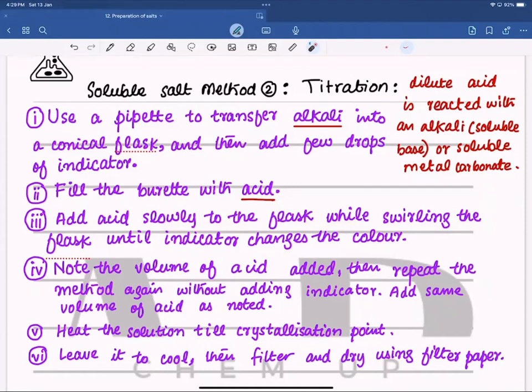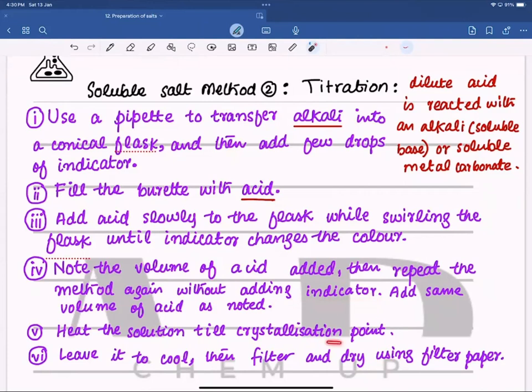Now we note the volume of the acid from the burette, and then we repeat the same experiment without adding the indicator, because an indicator makes impurity. But now we know how much volume we have to add, so we repeat the experiment. We add the same volume of acid to the flask containing only alkali, and now we don't add the indicator. When we add the same amount of acid, the salt will be formed.